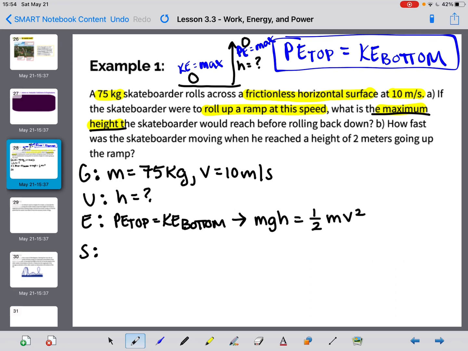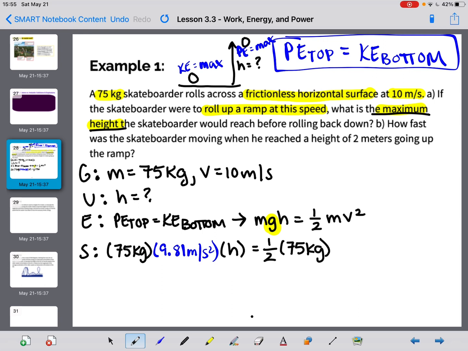So now what we're going to do is plug in our values. So my mass is 75 kilograms. So again, we come across this g. We're on Earth, so that's 9.81 meters per second squared. Our height is the thing we don't know. Now we go over to the equal sign. 1/2. Again, my mass is 75 kilograms. My velocity is 10 meters per second. And don't forget that's squared. Again, that's the most common mistake. So now let's clean some stuff up. Let's clean this whole side up right here.